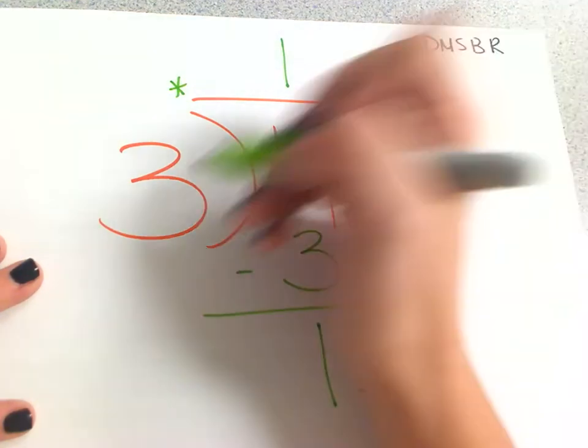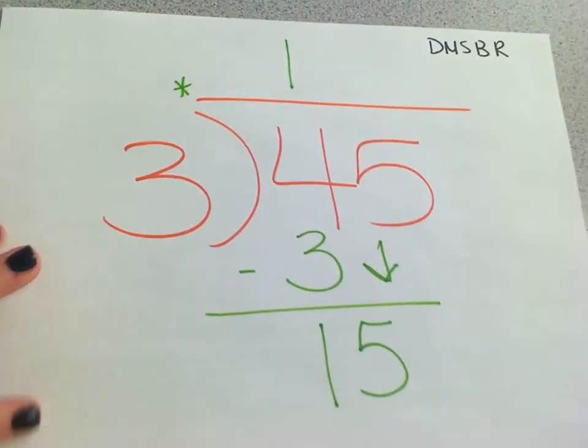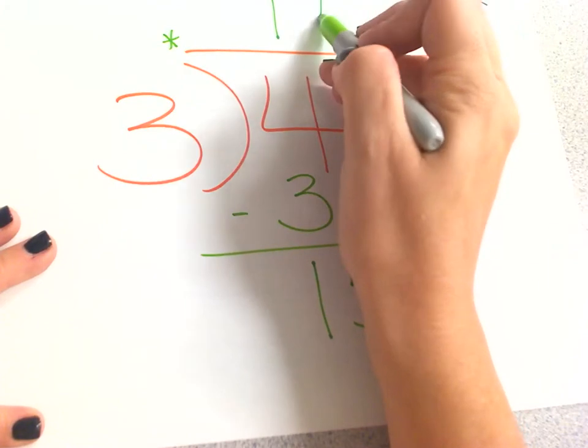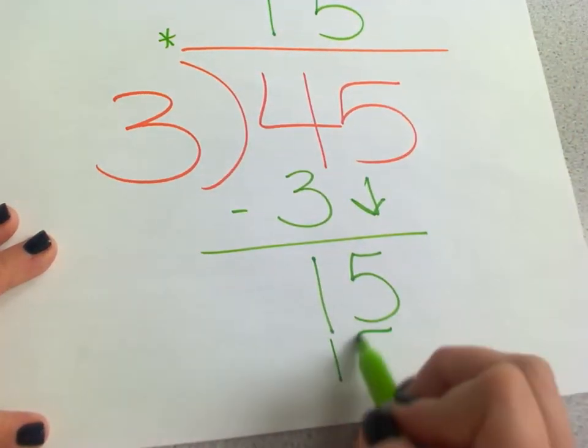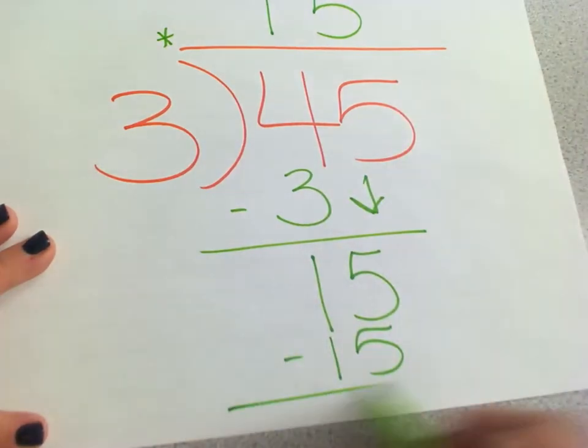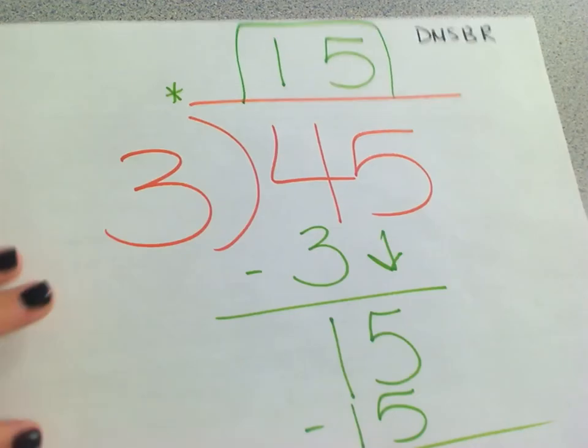Repeat. Divide. 3 goes into 15. How many times? 5 exactly. 3 times. Multiply. 3 times 5 is 15. Subtract. 0. No remainder. Our quotient is 15.